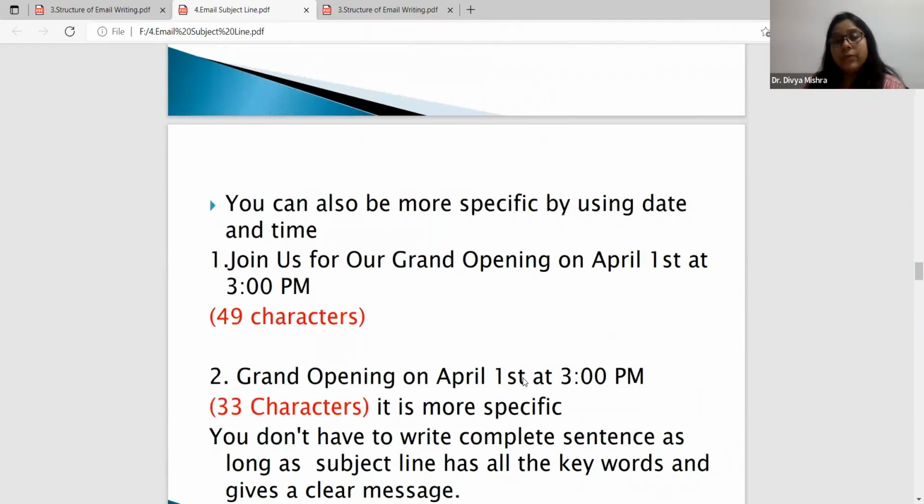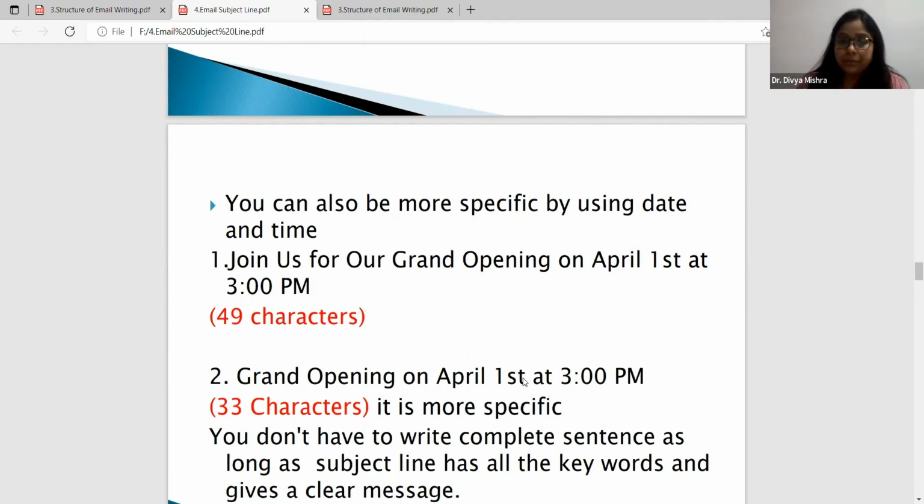You can also be more specific by using date and time. So that will be a quite clear message that you would like to convey with the help of subject line. Join us for our grand opening on April 1st at 3 p.m. As I already told you, you can write maximum 50 characters when you're writing subject line. So in the first example, it has 49 characters. If you want to count, you can count. So this gives a very clear and effective message that we have to go for grand opening on April 1st at 3 p.m. Even if you do not click that email and read it thoroughly, you will come to know the important message that it conveys.